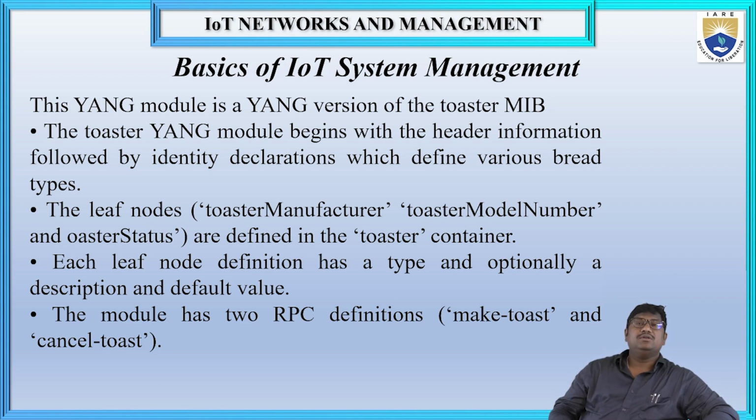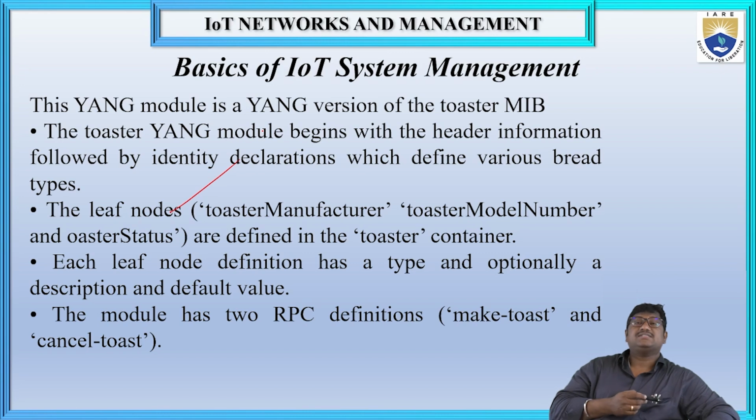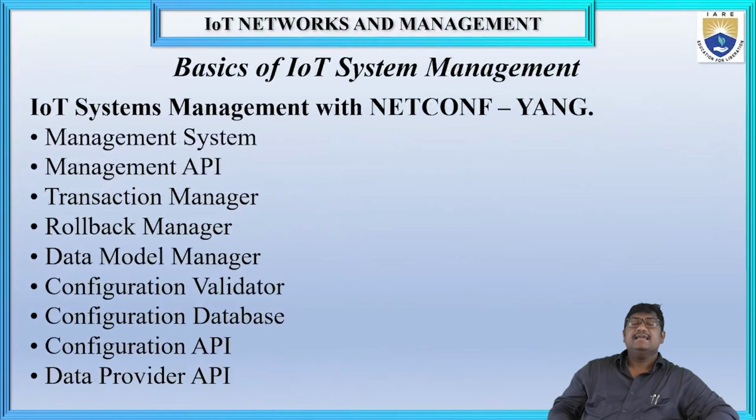And that toaster module begins with header information, followed by the identity declarations which have various types. The declarations are the leaf nodes: toaster manufacturer, toaster model number, and toaster status, which is defined by the toaster container. Each leaf node definition has a specific type, a description, and a default value. This module has two RPC definitions: one is make toast, another one is cancel toast. These are the remote procedure call definitions which we discussed in general.